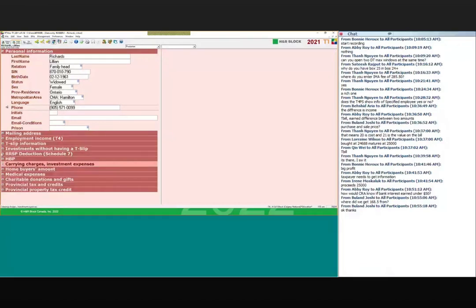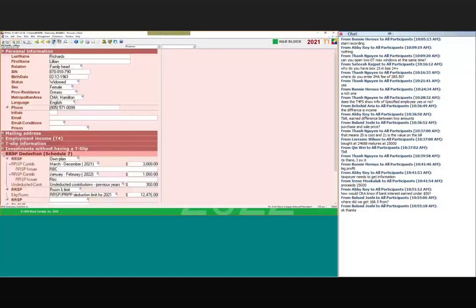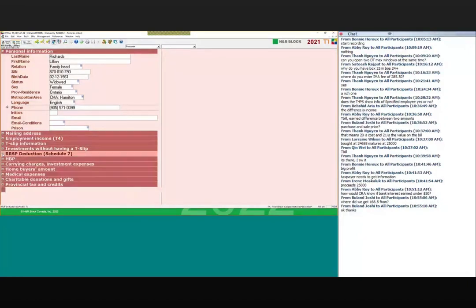When we open up a return, we have pre-selected data entry screens, and we have the RSP one. The next topic we're going to do is how to put in the RSP deduction for Lillian. In the in-class exercises, it says that on October 31st and February 21st of 2022, she made contributions of $3,000 and $1,000 to the Royal Bank.